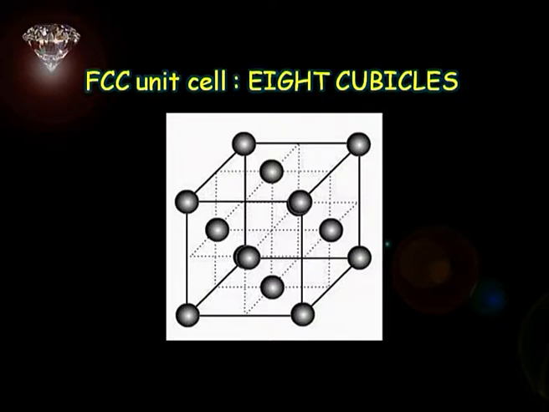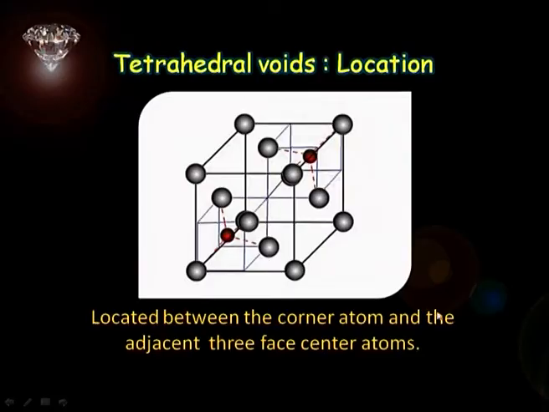Having done that, we begin by picking up just 2 of those 8 small cubicles. I have purposely picked up this small cubicle here. Out of the 8 cubicles, this is my front left bottom cubicle, and that is my back right top cubicle. I have taken 2 small cubicles here, and in the center of each one of them, this red sphere here is indicating a tetrahedral void.